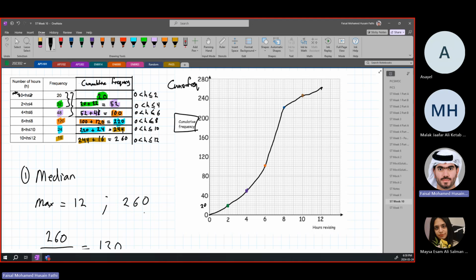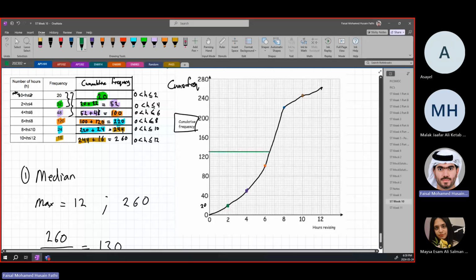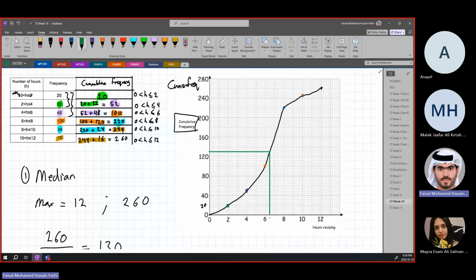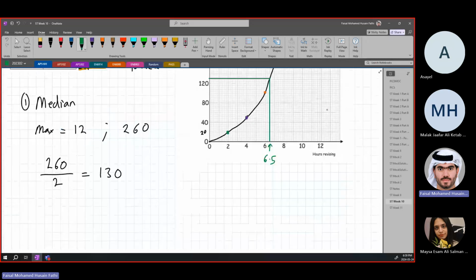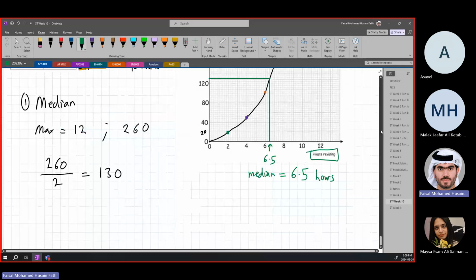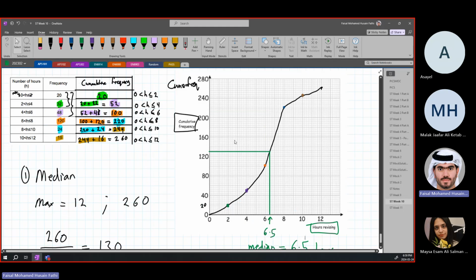So 130 is going to be roughly somewhere around here, and you go all the way across to the graph. Now you can find your actual median value for the numbers over here, which is roughly between 6 and 7. So you can say 6.5. Your median is equal to 6.5 hours, because this is given in hours of revising.